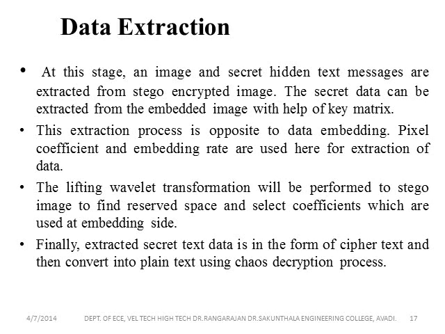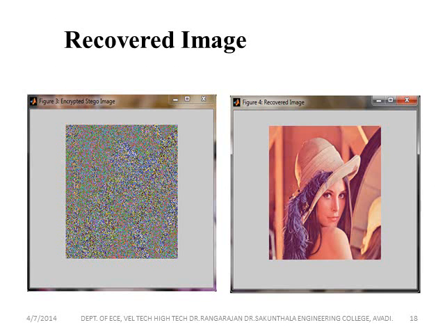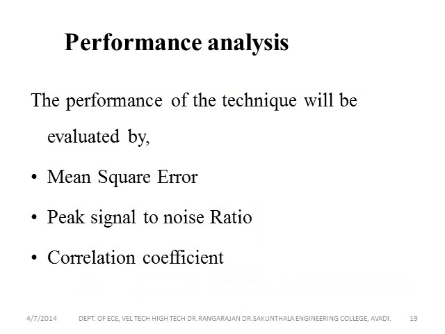The data extraction part goes with the reverse process of what we have done in the beginning. First, the encrypted text is recovered from the image, and then the image is decrypted. This shows the encrypted image and the recovered image.